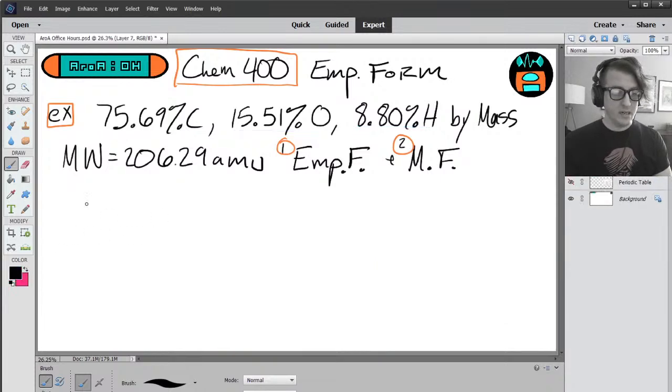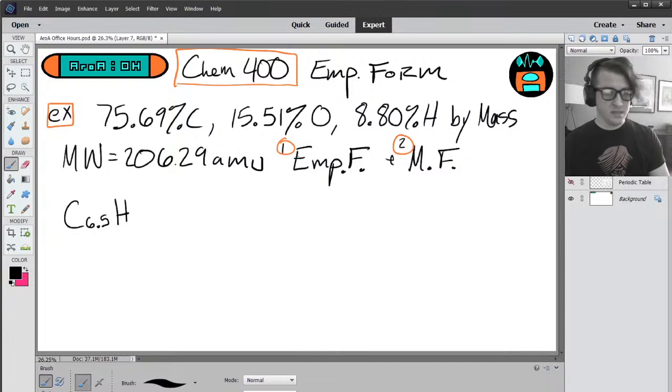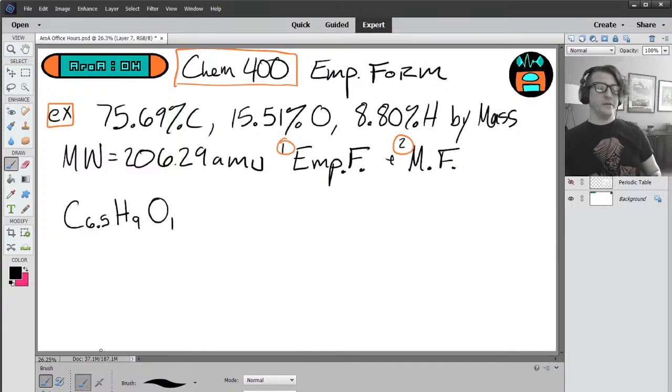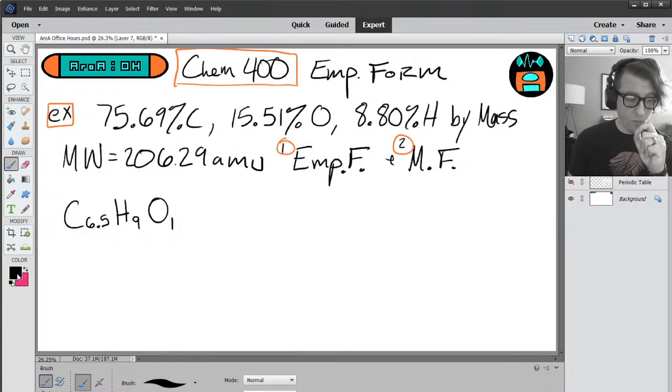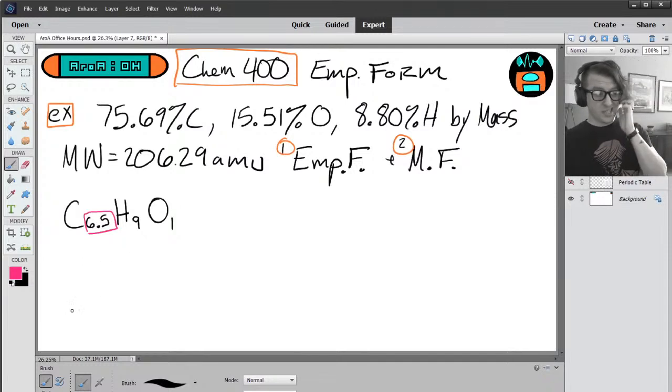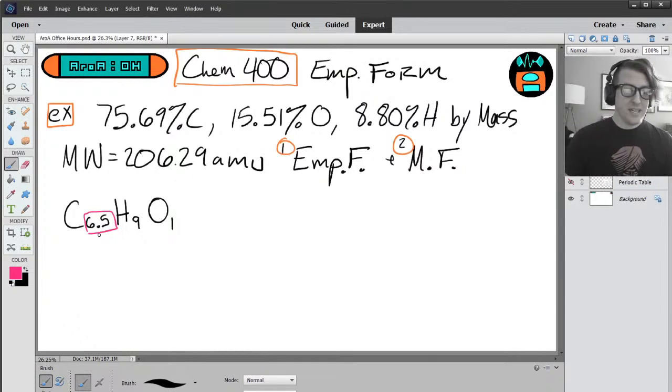So I'm just going to rewrite this. Carbon has a subscript of 6.5. Hydrogen has a subscript of, I've already forgotten, 9. And oxygen has a subscript of 1. All right, now, when you have a decimal for your subscript, after you've done that first thing by dividing everything by the smallest one, what you have to do is convert this decimal to an improper fraction.